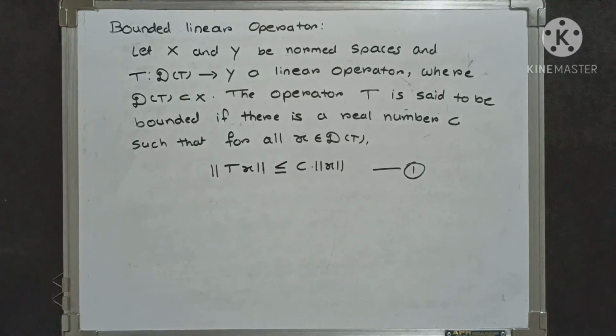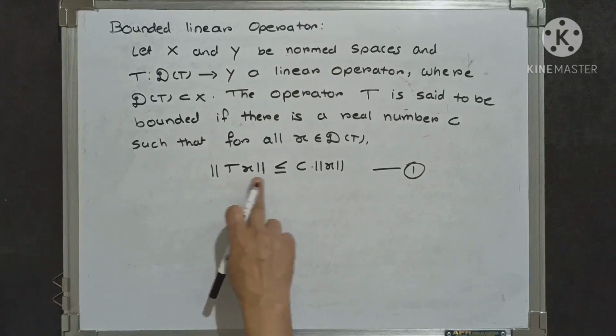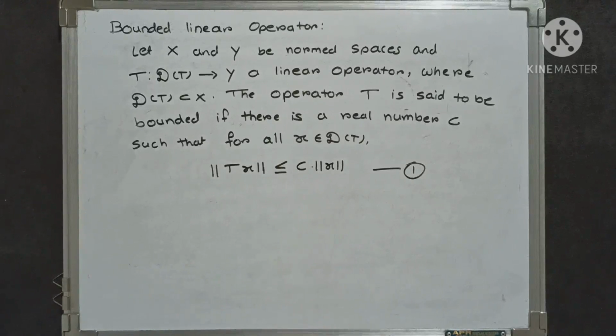The definition is: let capital X and capital Y be normed spaces, and capital T from script D of T to Y a linear operator, where script D of T is a subset of capital X. The operator capital T is said to be bounded if there is a real number C such that for all x belongs to D(T), norm of Tx is less than or equal to C times norm of x. This is the definition of the bounded linear operator.